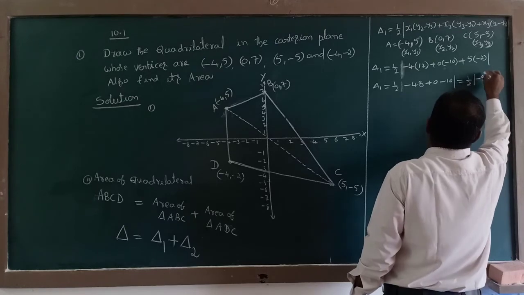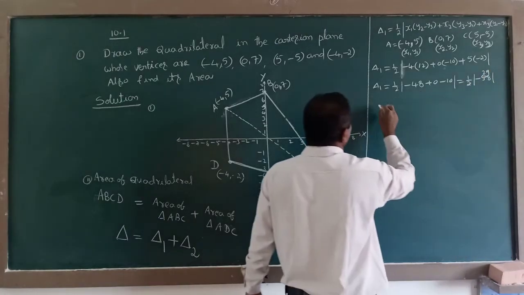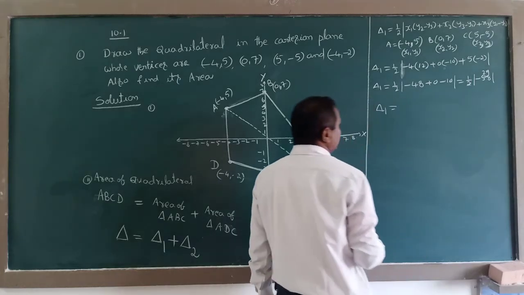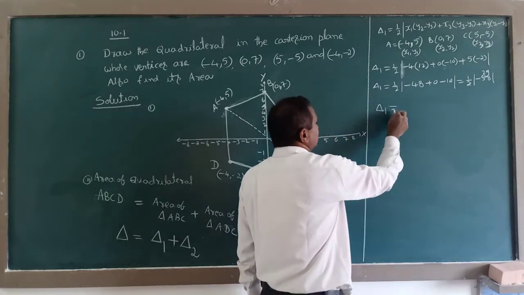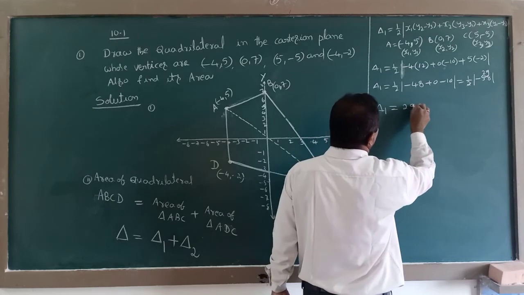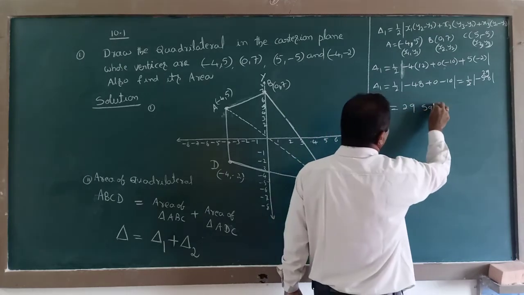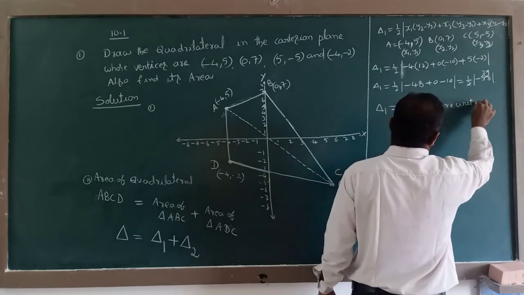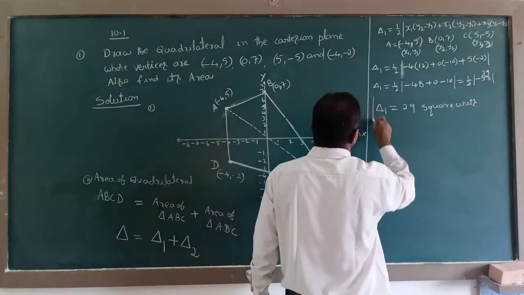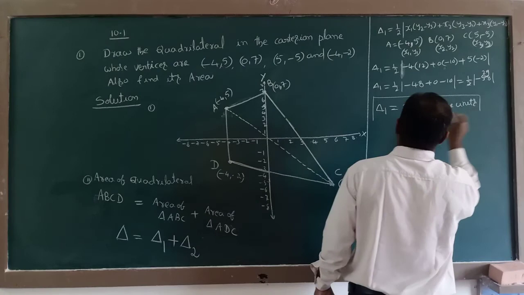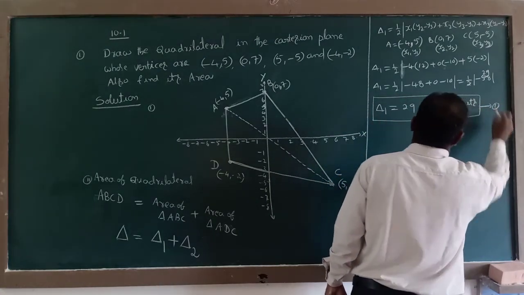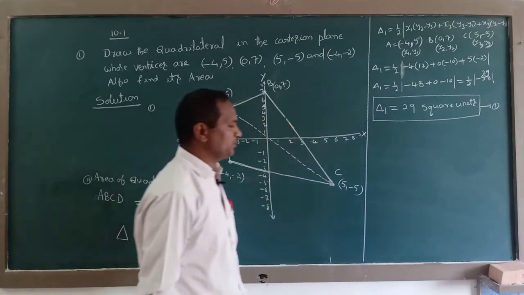On cancellation we get 29. It is under modulus, so we take it as positive. That is what delta 1 is equal to, 29 square units. This is equation number 1. Now one more, delta 2 is there.